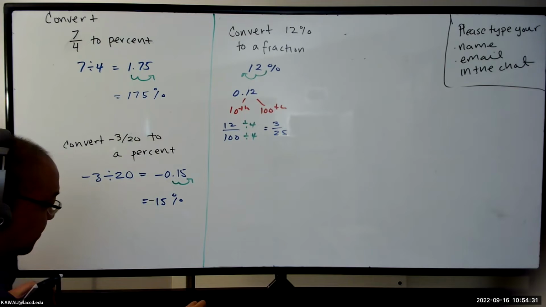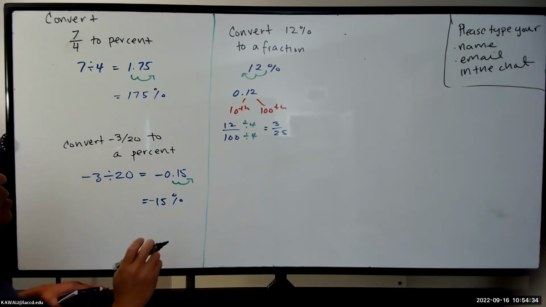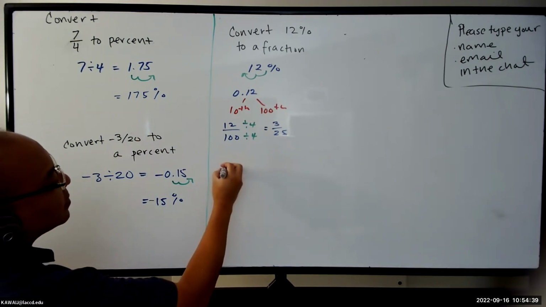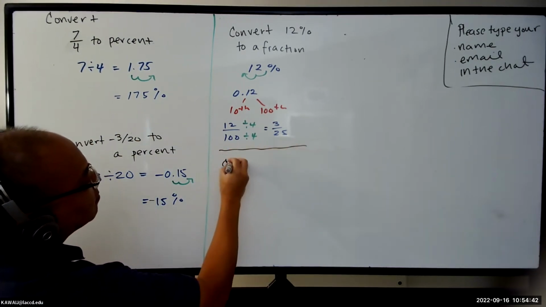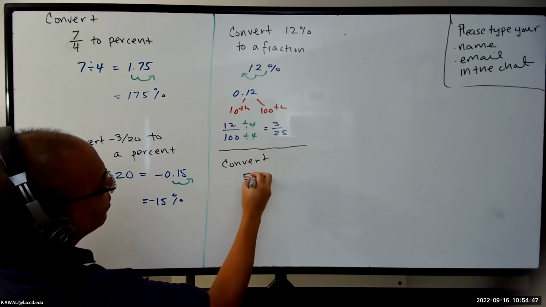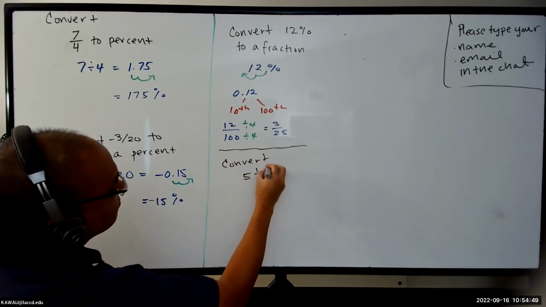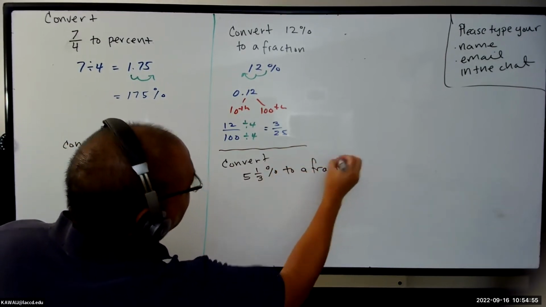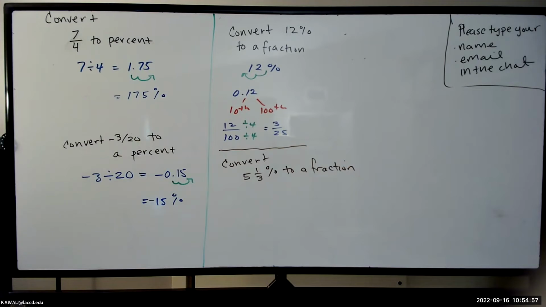Okay, now, where they trick you is in a problem that looks like this. Convert 5 and 1/3% to a fraction. Okay. So let me get everyone to copy that so we can sort of talk about it.